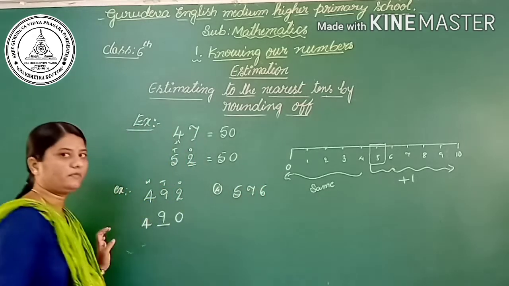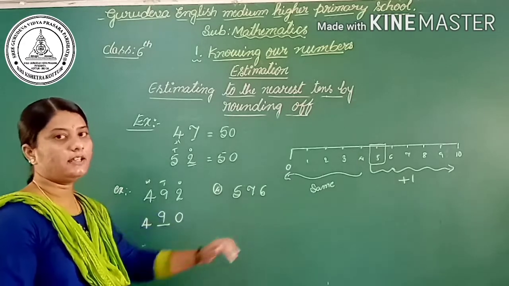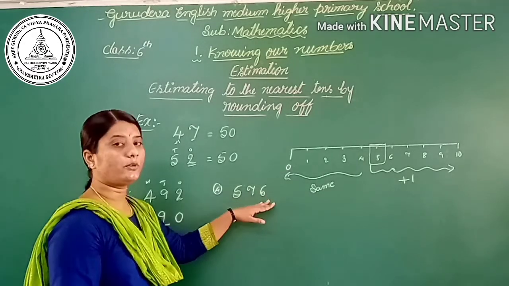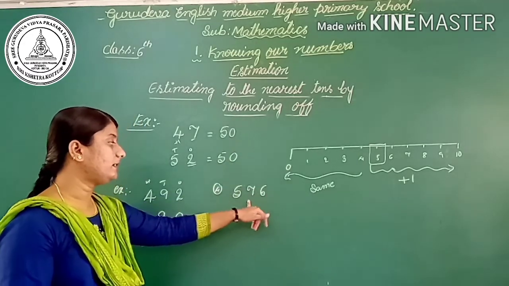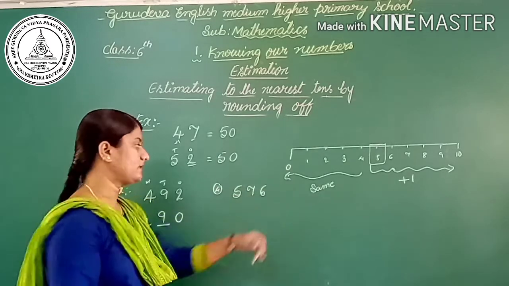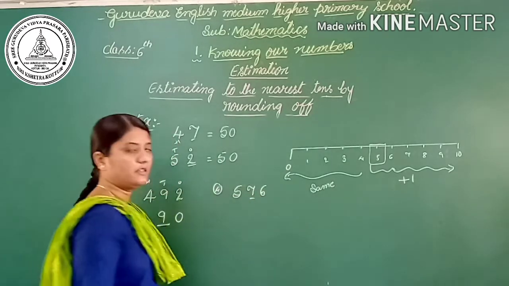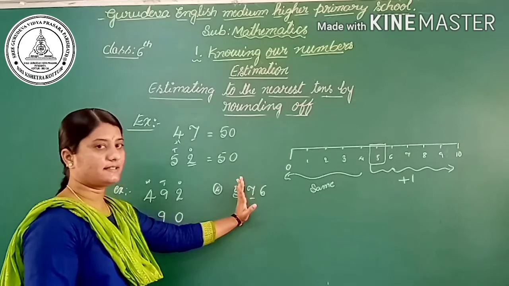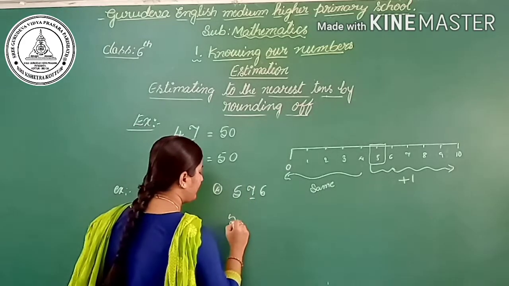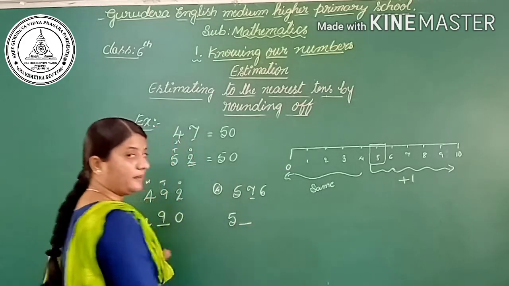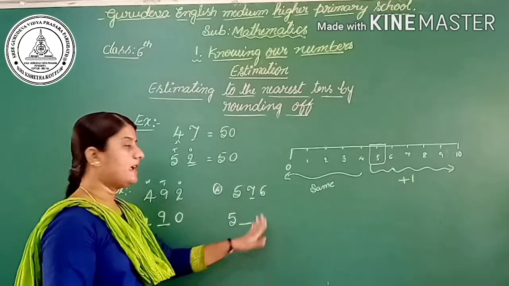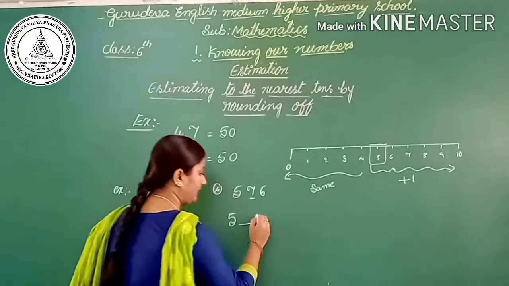576. So here also I want to round up to the nearest tens place. The nearest tens place: in the tens place there is a 7. So write the 100 place as it is and keep the blank in the tens place, and at the ones place we have to write 0.